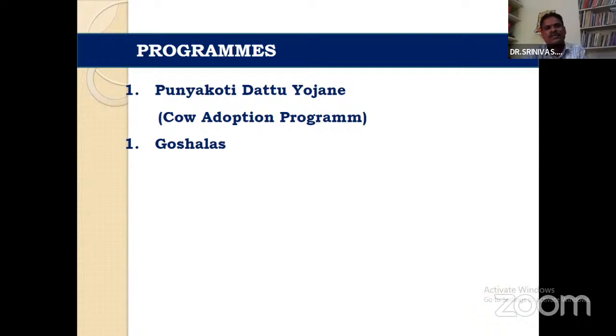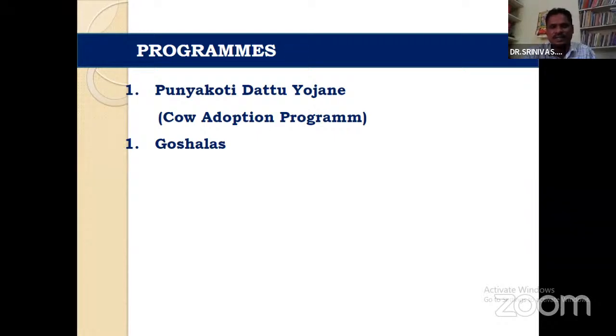One more new one is the Punya Koti Dattu Yojana. It's a very good program where interested people can adopt a cow in the goshalas. They have a portal for that. You can search in Google also. We have a portal where details of the goshala cows will be there. You can choose a cow, see all the details, and provide about 11,000 rupees per cow per year for the maintenance of that cow. I think it will be launched today itself. I think it's a very good initiative.